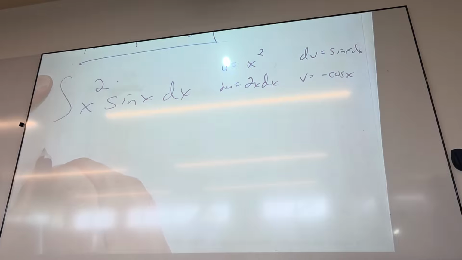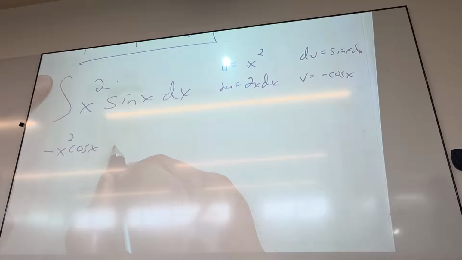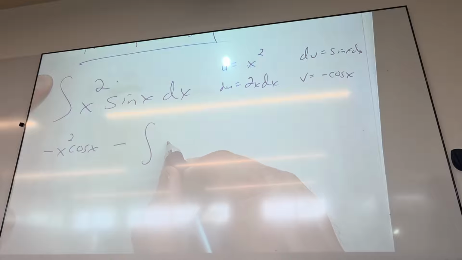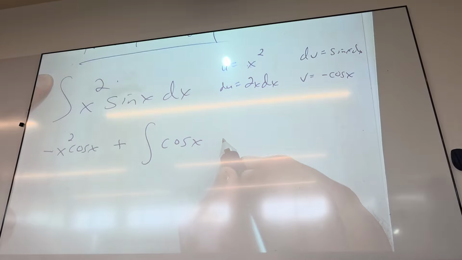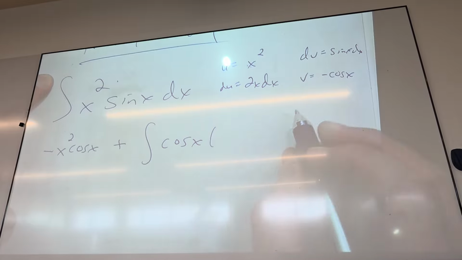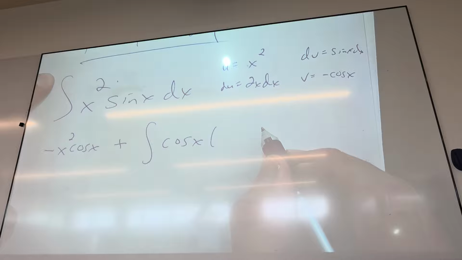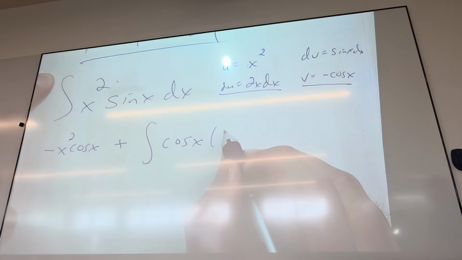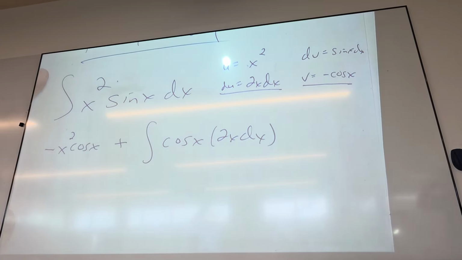Negative x squared cosine x minus the integral of negative cosine x times 2x dx. Oh, wrong one. I get confused with the v and the u, I used the wrong one.